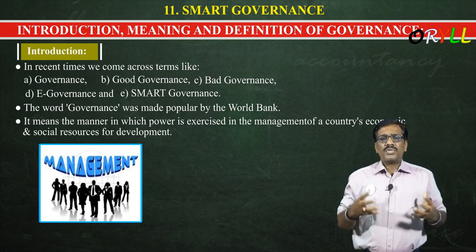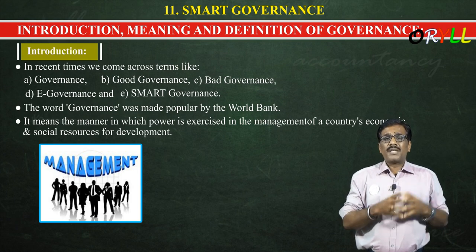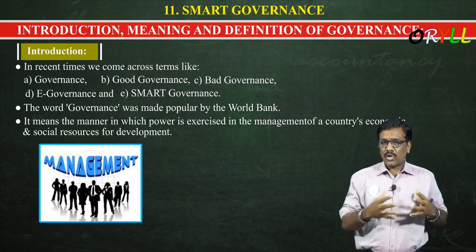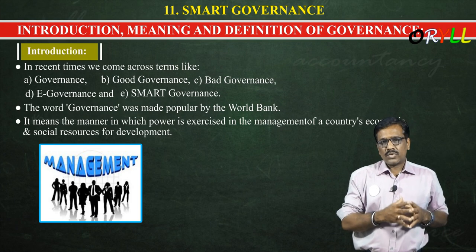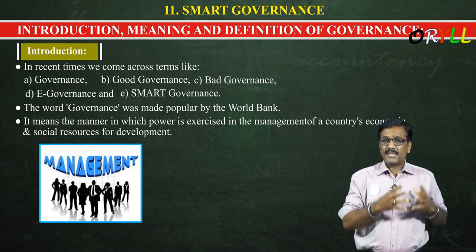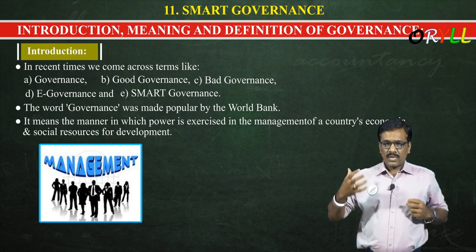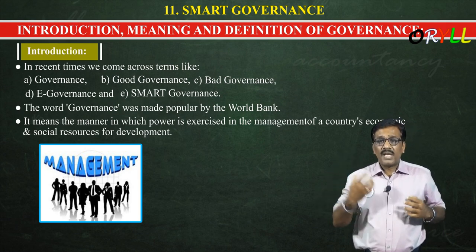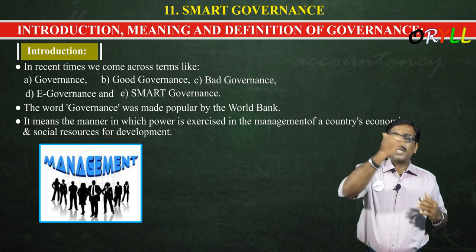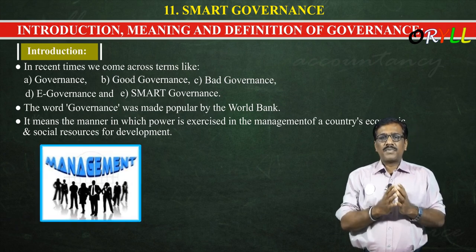What do you mean by use or management of a country's economic and social resources for development? Economic, in the sense you have natural resources like rivers, forests, mines, etc. Social resources, you have human resources, okay, you can make use of human intellect and all for the sake of the country's development. All this comes under governance.